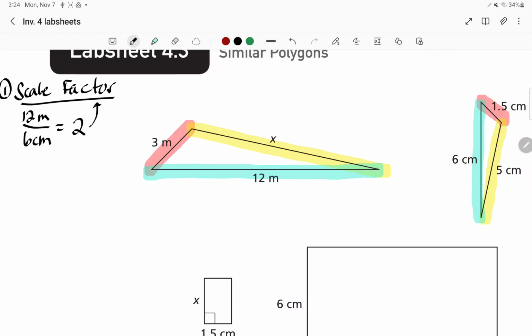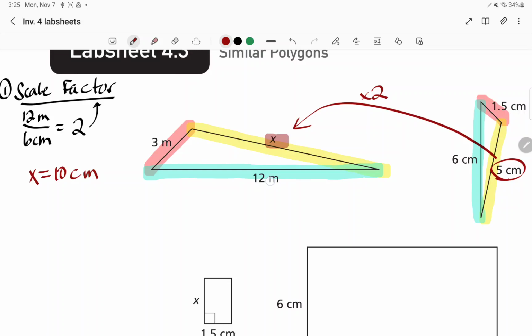Now I have all that I need to find the value of X. Our goal is to find that value, and I have what I need because the side that corresponds with X is 5. So to go from 5 to X, I know that I have to multiply by 2. And so my scale factor tells me to multiply by 2, so I know my X is going to be 10 centimeters. These are supposed to be centimeters here.